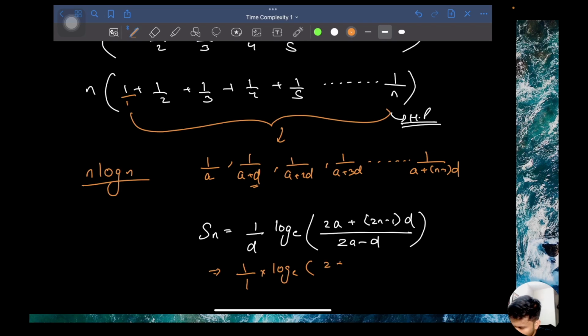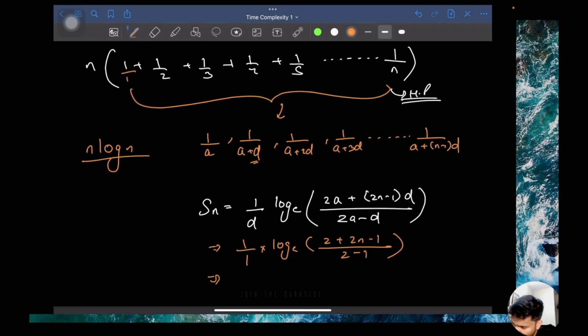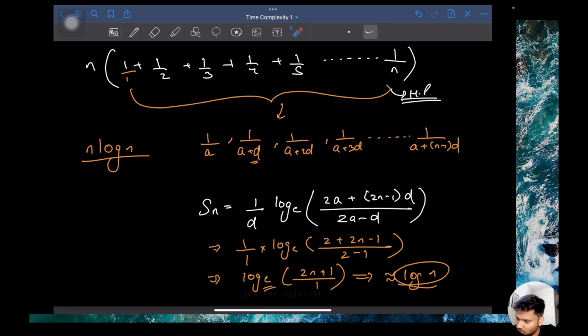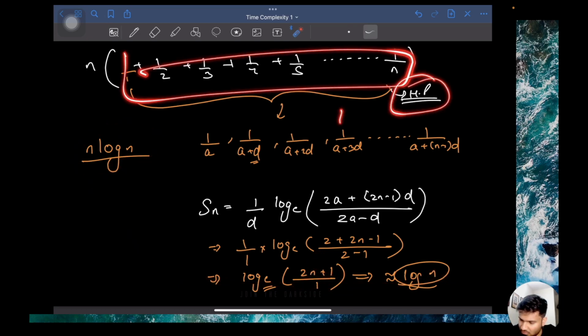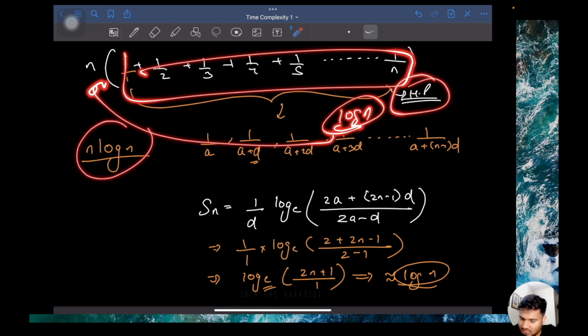2 into a is what? 2 plus (2n minus 1), because d is just 1, upon 2 minus 1. This becomes log to the base e of (2 plus 2n minus 1), which is (2n plus 1) by 1, right? And this term is approximately equal to log n, because we can just ignore the base. If n is very large, 2n plus 1 is approximately equal to n. This leads to this sum being log n, and n into log n is n log n.